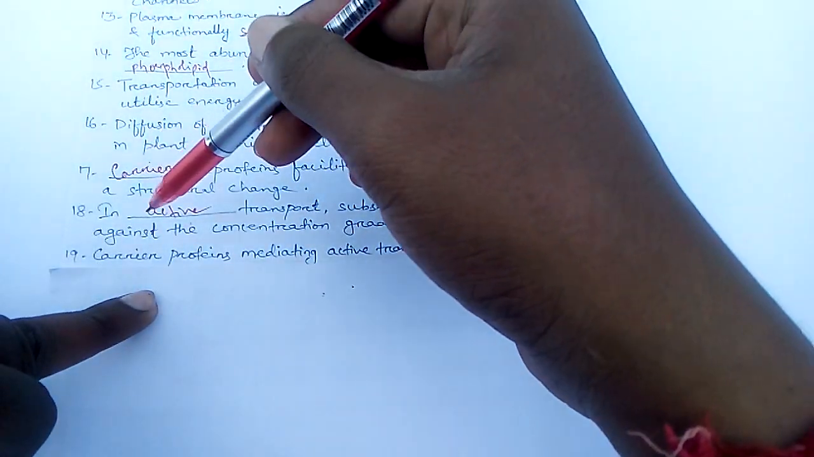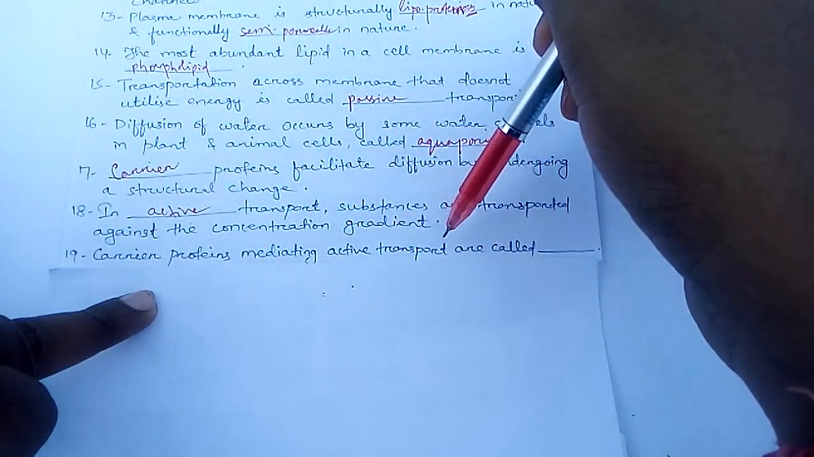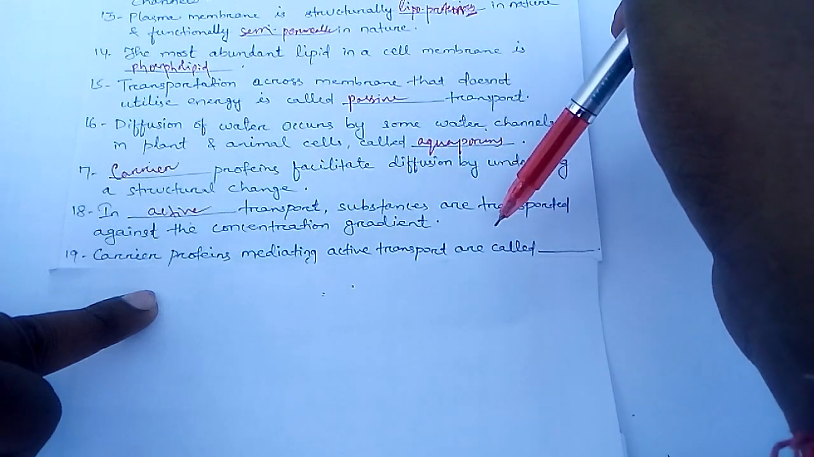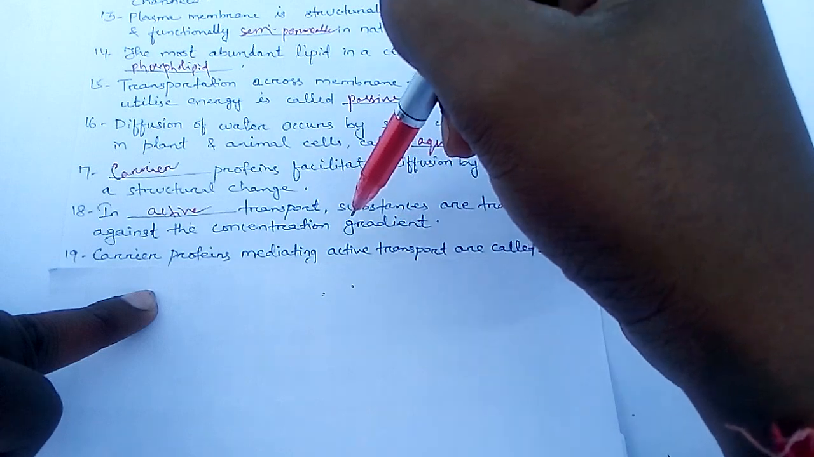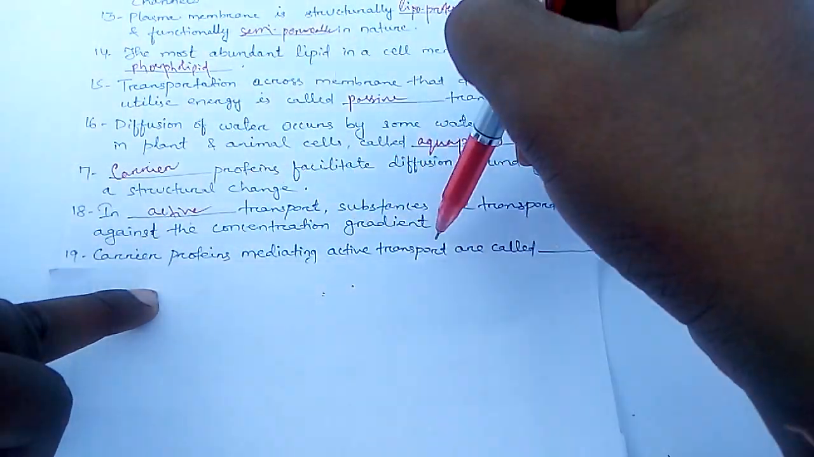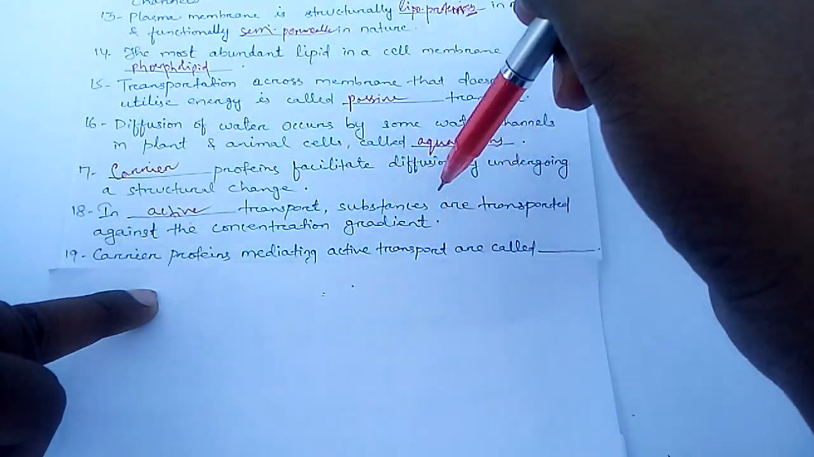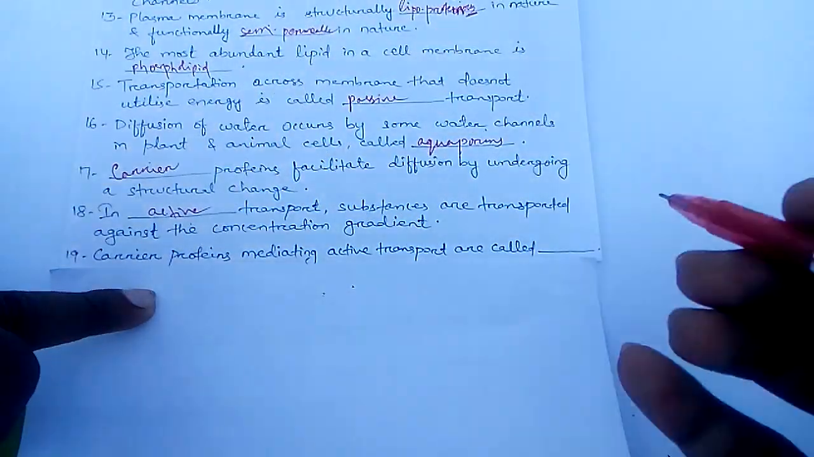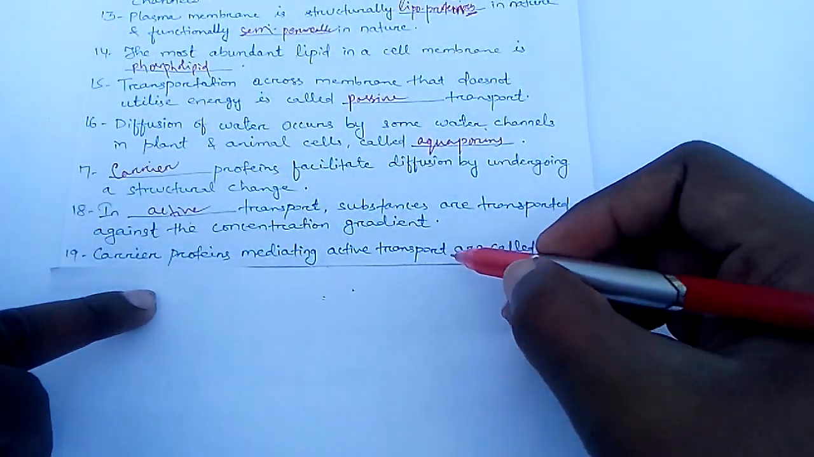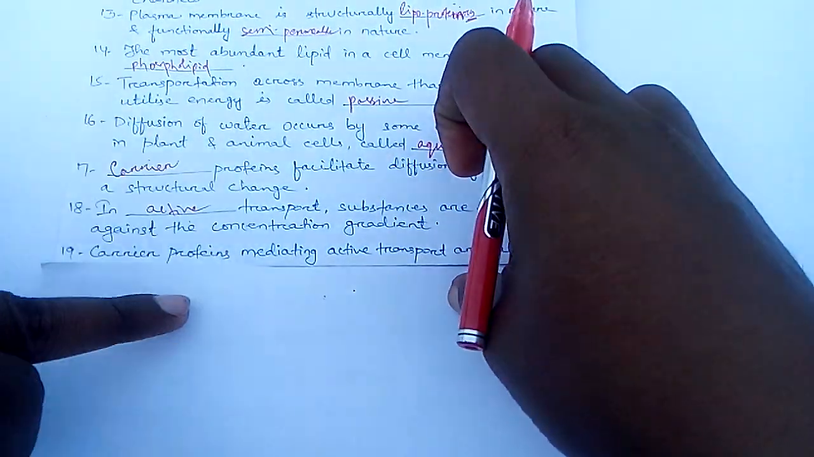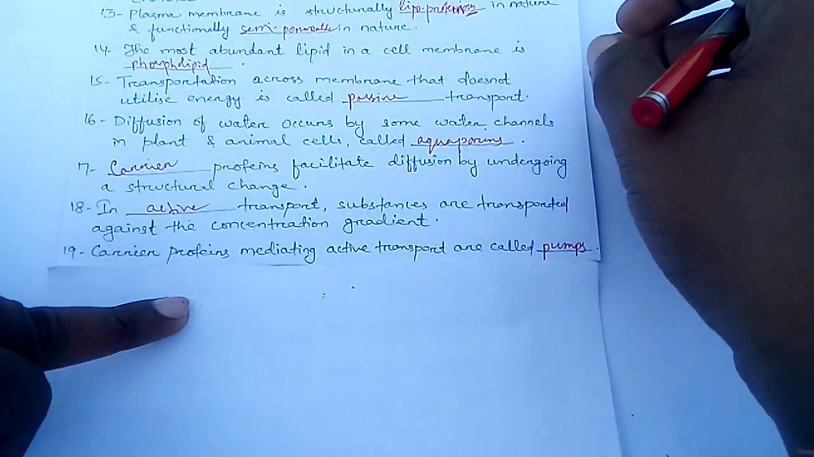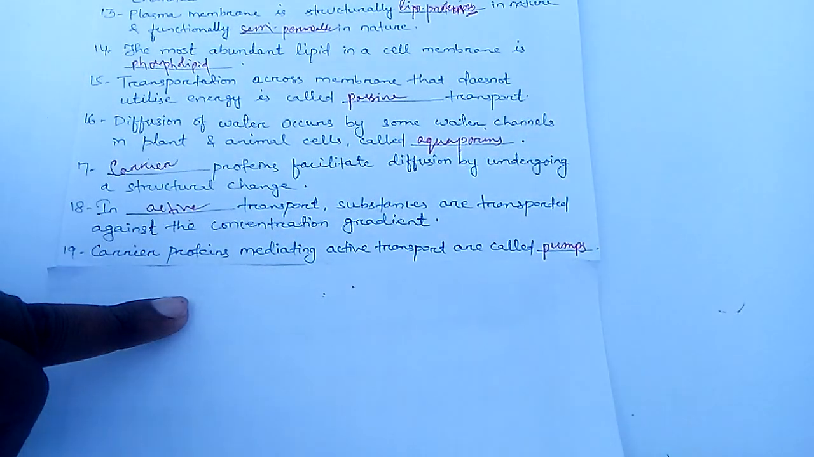Then question number 19: carrier proteins mediating active transport are called ___. Which carrier proteins help in active transportation? Generally, the carrier proteins which help in active transportation are called pumps. There are some pumps like the ATPase pump, etc., which help in the active transportation process.